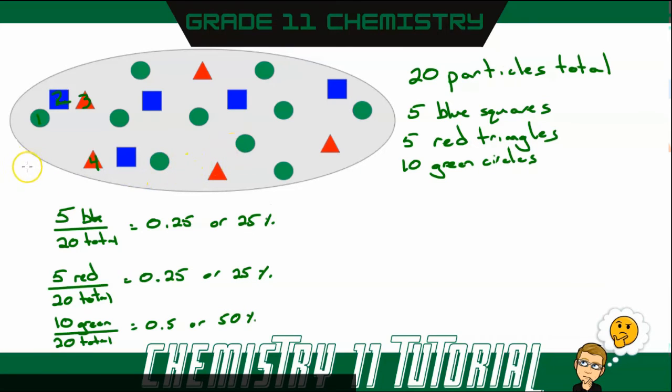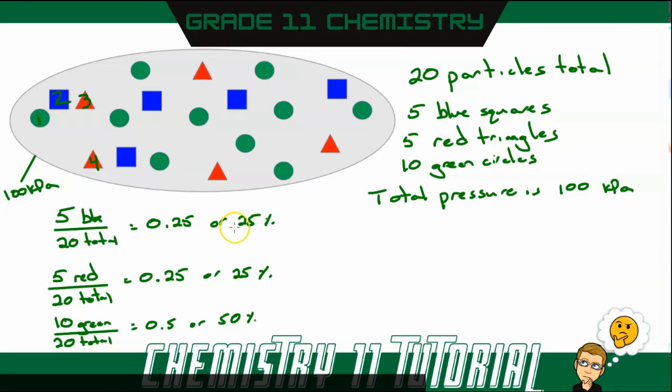Now if we were to measure the total pressure due to all these gases in the balloon, let's say it's 100 kilopascals, or pick something nice and easy. That's the total pressure, which is information we would be given, 100 kilopascals. Now 25% of that is due to blue squares, 25% is due to red triangles, and 50% is due to the green circles.